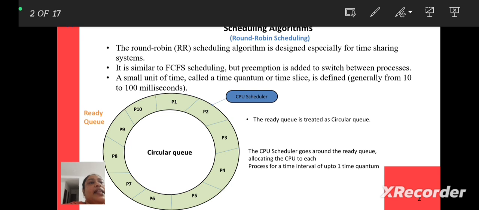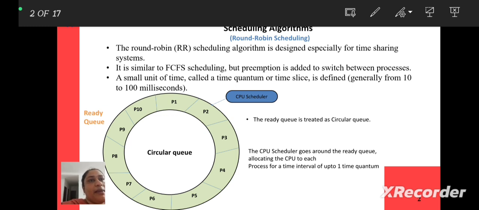Let's say that the time quantum here is 5 milliseconds. The CPU will be given to P1 for 5 milliseconds. So P1 gets the CPU and uses it for 5 milliseconds. That is one time quantum. After that the CPU scheduler will give the CPU to P2, the next process waiting in the circular queue. P2 will also be allowed to execute for 5 milliseconds, and after that P3 will be given the CPU for 5 milliseconds, and so on. It will go around like this in the circular queue.